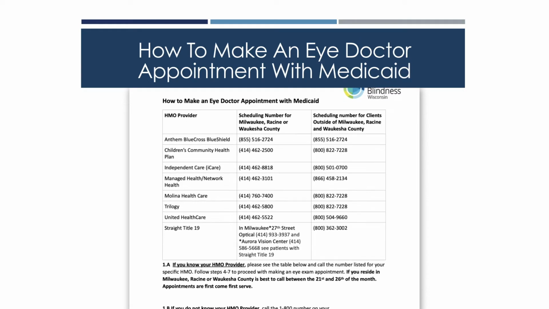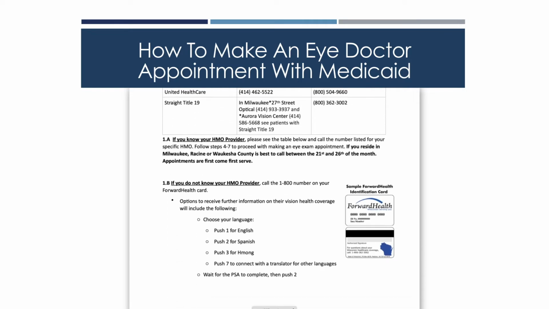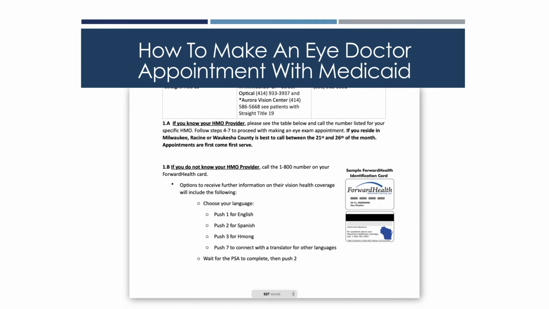First, if you know your HMO provider on Medicaid, please refer to the chart on this worksheet. Call the number listed, and that will transfer you to a clinic to make an appointment, or it will transfer you to an operator to find a list of clinics covered in your area. If you do not know your HMO provider, you're going to refer to step 1B on the Medicaid worksheet. With 1B, it's going to take you through the steps on how to call Medicaid and figure out your HMO.